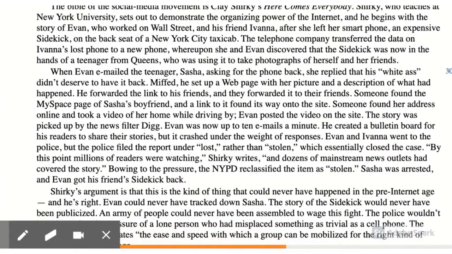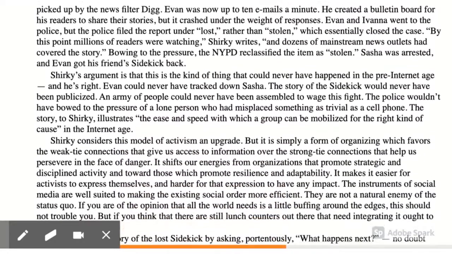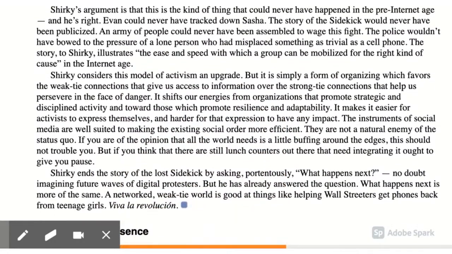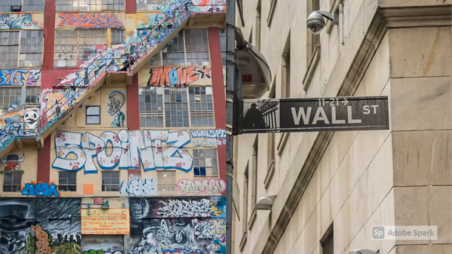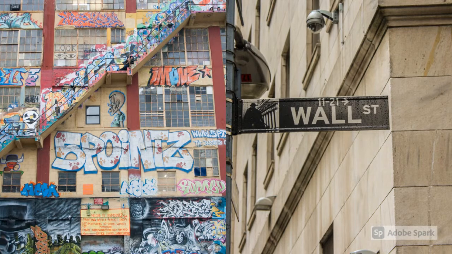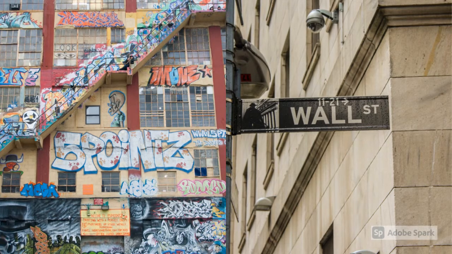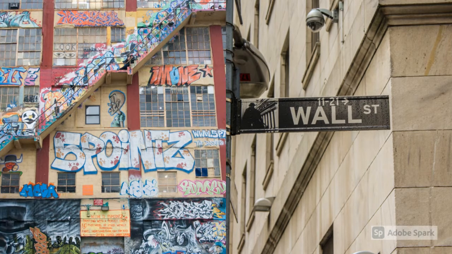In paragraph 30, Gladwell begins the anecdote about Evan, a Wall Street executive whose girlfriend loses her cell phone in the back seat of a New York City taxicab. Evan launches a social media campaign using viral video in order to retrieve the cell phone. Gladwell is setting up a contrast between this closing anecdote about the cell phone and the opening anecdote about the lunch counter sit-ins. He wants us to consider the differences between them.